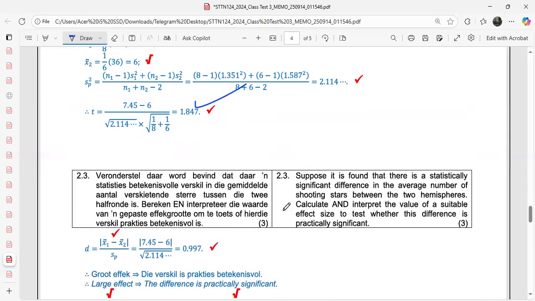Then now, they also want to calculate and interpret the value of the suitable effect size. D equals x bar 1 minus x bar 2 divided by SP. You got the SP there. So x bar 1, we got the sample mean 17.45 minus sample mean 26 divided by the SP. Therefore, it was 0.997. You remember on the previous one, it was 0.167? That was a small effect. This one, it's a large effect because the difference shows that it's practically significant. Then you get 3 marks.